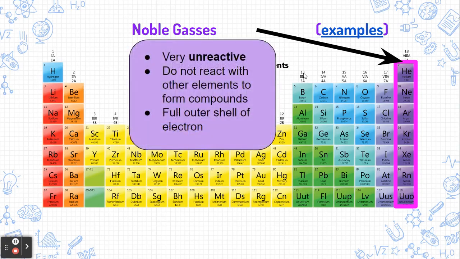Very unreactive, just like a noble person is very unwilling to react with someone else or be friends with someone else. The first and the second thing mean the same thing. They're just explaining each other. Very unreactive means they do not react with other elements to form compounds. You can make them react, but the process is insanely difficult. You need a lot of specialized equipment and a lot of energy. You might need a lot of heat to force them into each other.